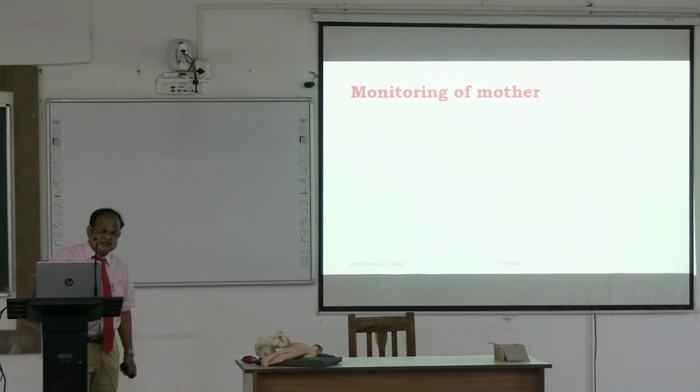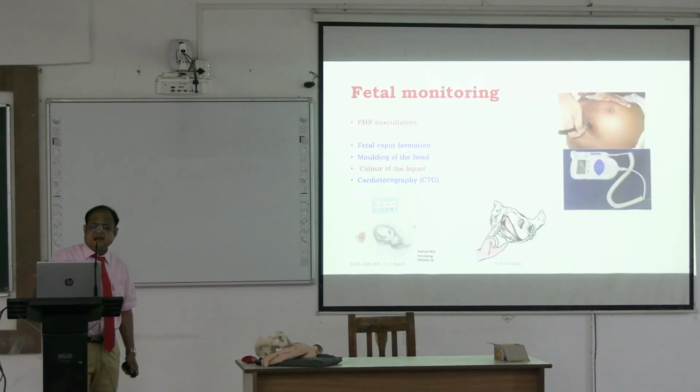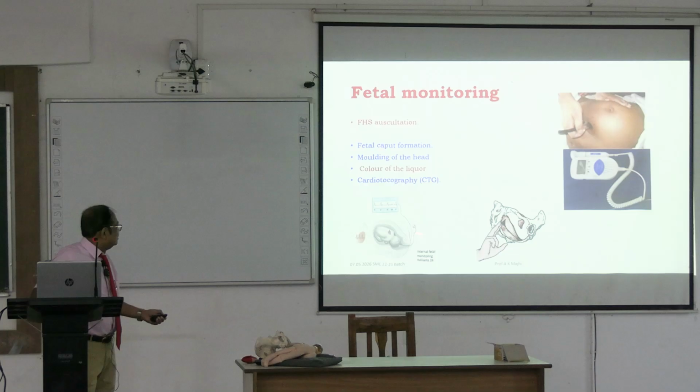Monitoring of the mother: pulse, BP, respiration, temperature and urine output. Pulse, BP, temperature, respiration and monitoring of the output is very important. Now, fetal monitoring, this is very important. The fetal auscultation by the fetal stethoscope, or also by Doppler, and also by CTG. CTG is not given to all the patients. And the PV examination of the color of the liquor.